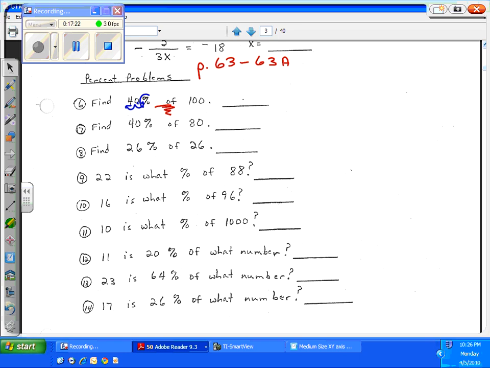You see, 40% means 40 cents. And the way you write 40 cents is 0.40. And of means times, so you would take 0.40 times 100, which is 40.